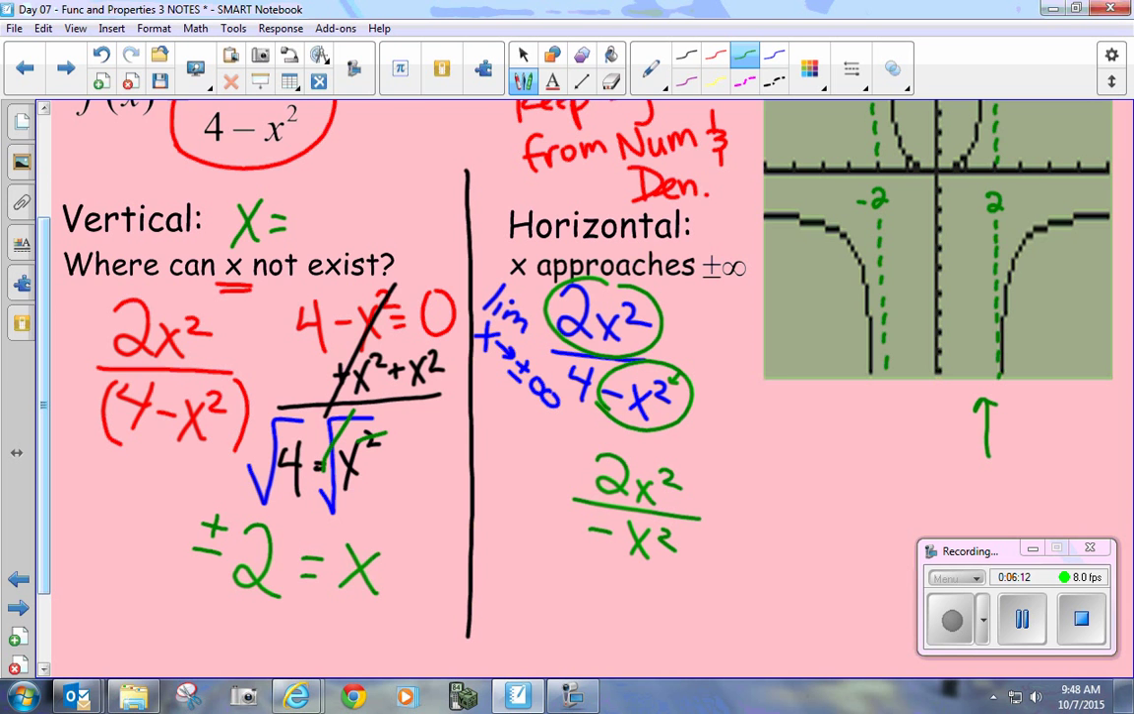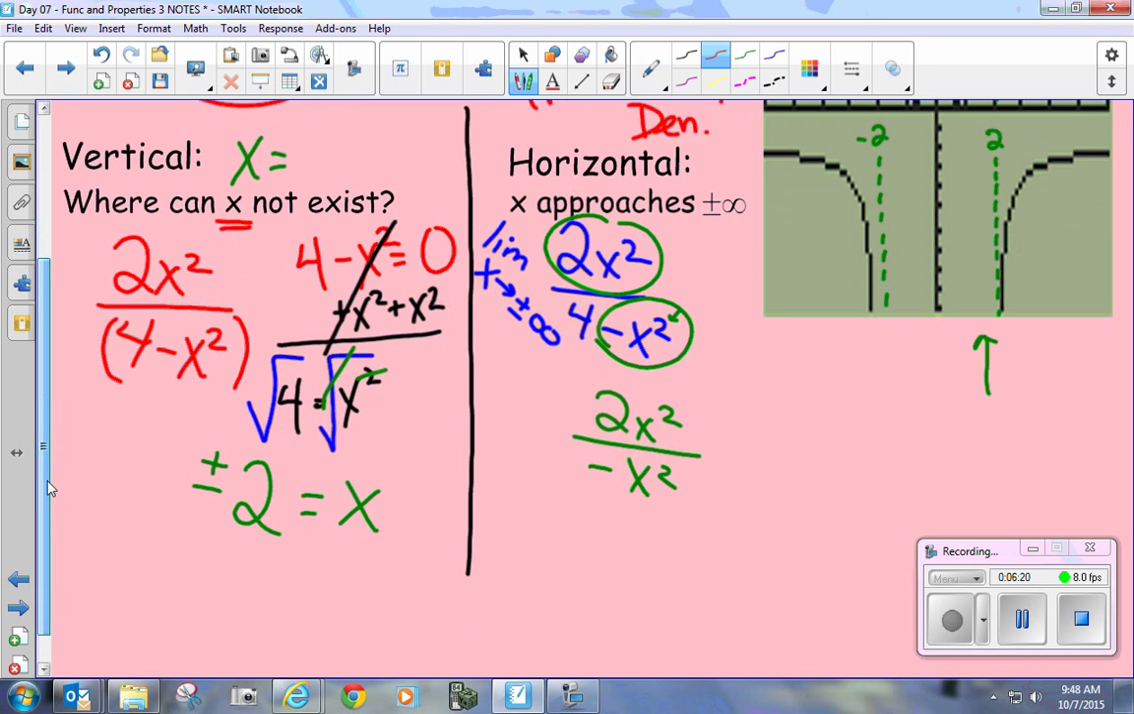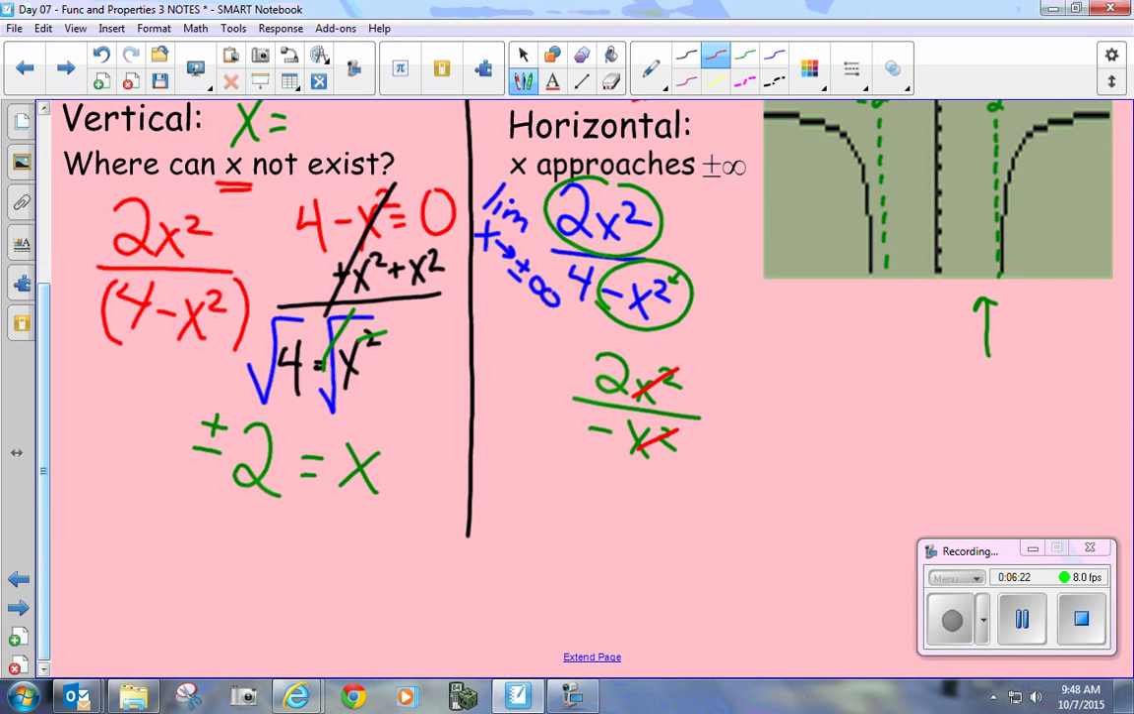Now, I want to plug infinity into x. But I'm going to wait. Can I simplify that any? What can I do? The x squareds cancel, right? The x squareds cancel. So I end up with negative 2, right? Because it's in that secondly a 1. 2 over negative 1 is negative 2.